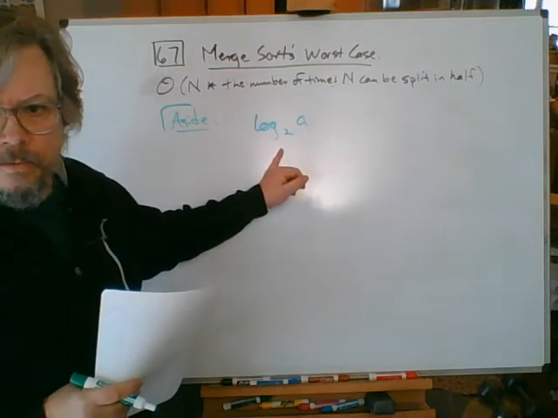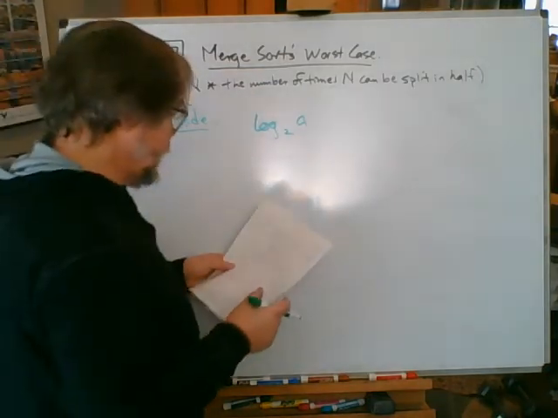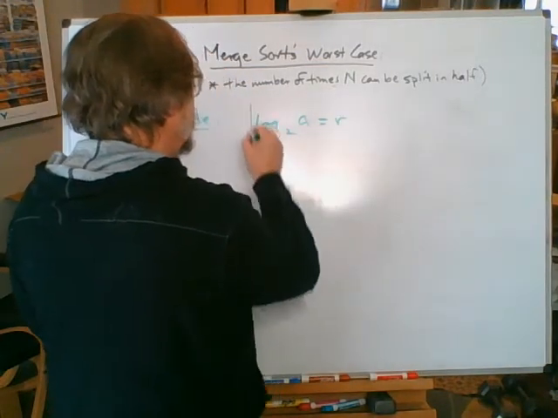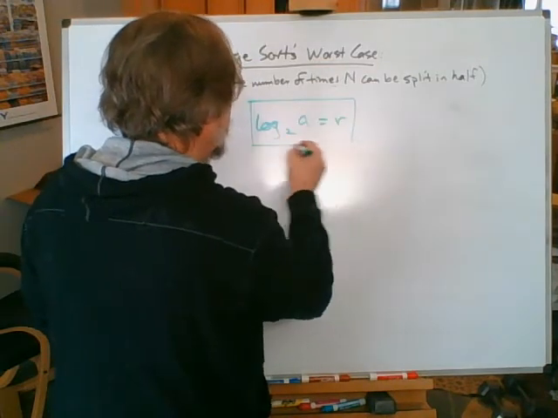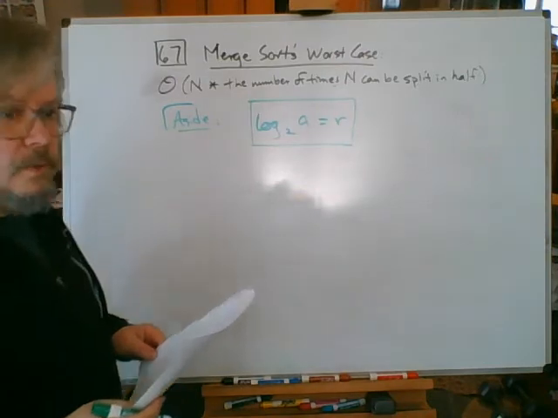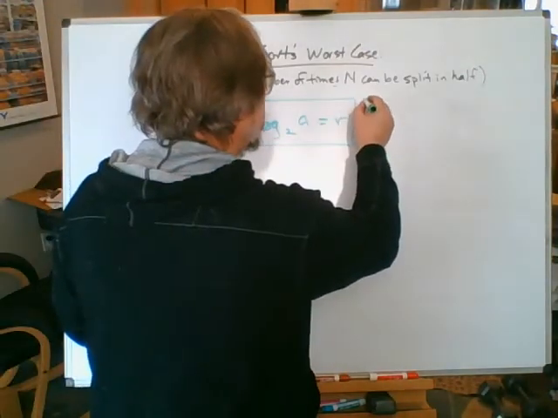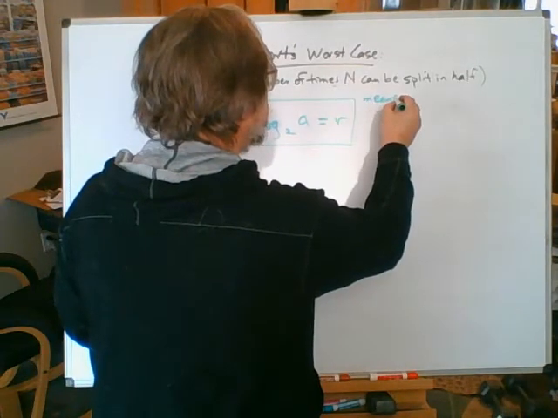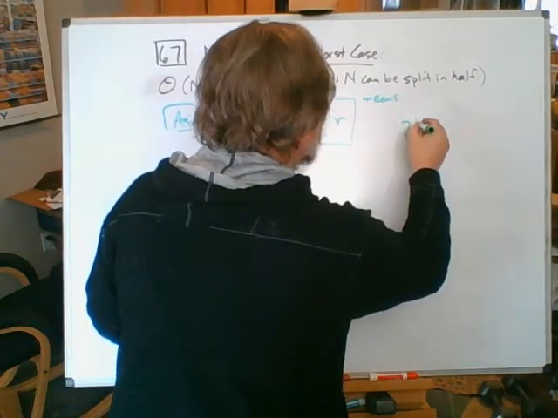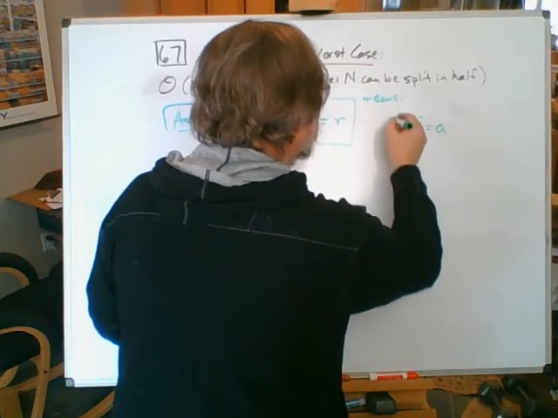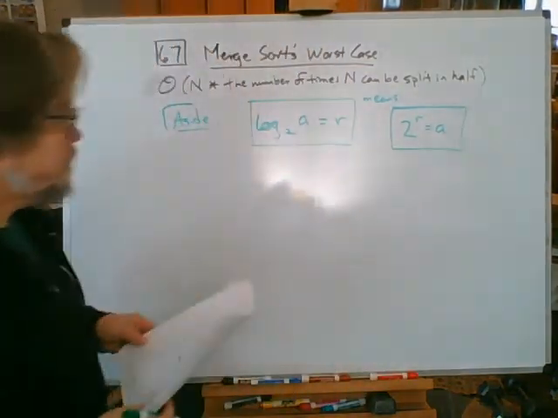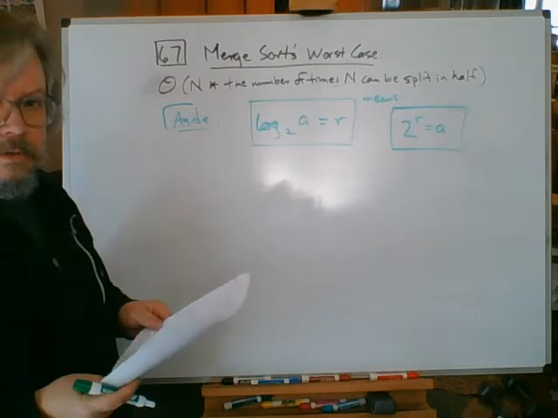Logarithms. You might have heard about those in math class. What does that mean? Well, if log sub 2 of a equals r, that means the stuff in this other box: 2 to the r equals a. Those two statements are equivalent.